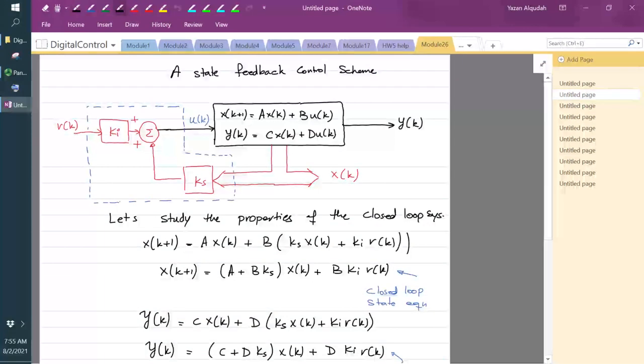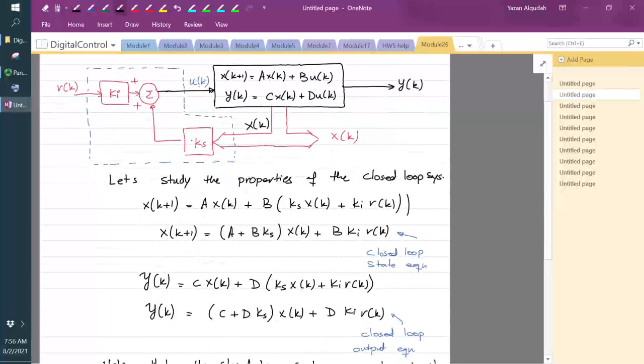This is our state representation. We're taking the states, X of k, and multiplying them by Ks, and then we're taking our input R of k and multiplying it by Ki. We're adding these together, and this will be the input for the open loop system. Therefore U of k is equal to Ki multiplied by R of k plus Ks multiplied by X of k. So we're feeding back the states, and we have the input R of k multiplied by Ki.